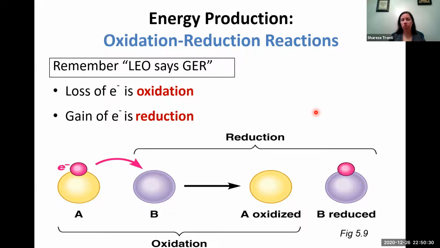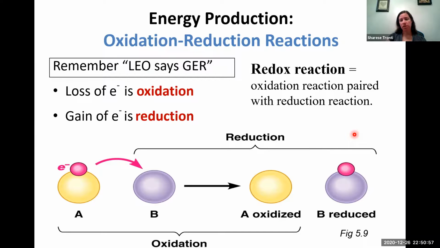Now we can pair those two together, which we see quite often. One molecule is going to be oxidized and the other will be reduced. So here we have molecule A is going to lose an electron, so it's oxidized. And molecule B is going to gain an electron, and so it's reduced. That electron is being transferred from molecule A to molecule B. That's what a redox reaction is: a pairing of an oxidation reaction with a reduction reaction, like we just saw here.